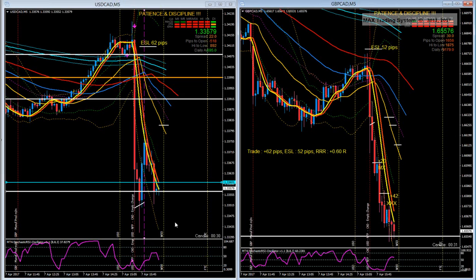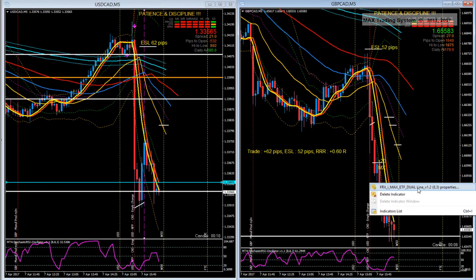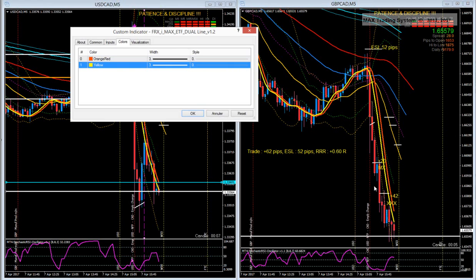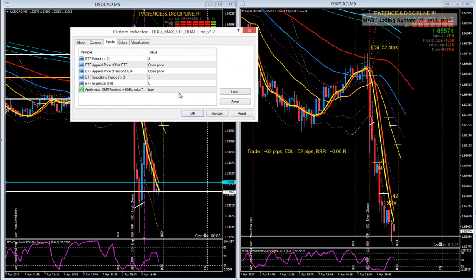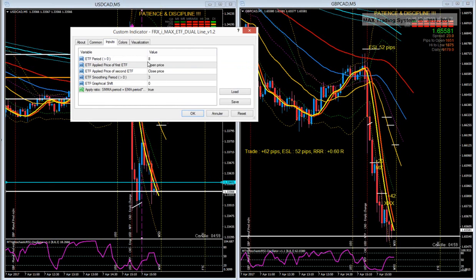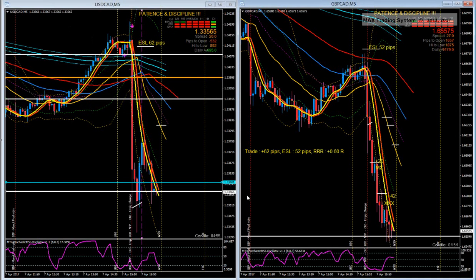I use two lines after the more line, near price line. You mean the yellow and orange lines, Arunas? This is the ETF indicator, and the two lines are drawn at once. It is an indicator called Max ETF dual line, and its setting. If you don't have it, of course, the setting will tell you nothing. But I'm using here an 8-period setting. Yeah, they are the ETF lines.